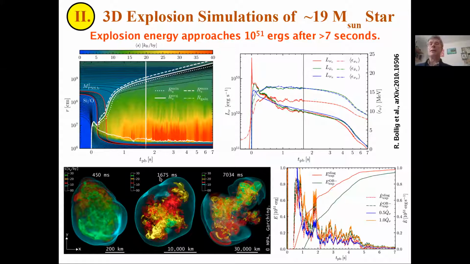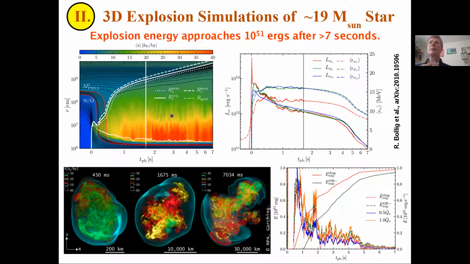In the left lower corner, you see that the explosion develops highly asymmetrically. You see times of 0.5 seconds, 1.7 seconds, and 7 seconds. We followed the explosion into the phase where we finally saw the explosion energy saturating at a level of about 10^44 joule, which is 1 bethe, and it's a healthy, viable explosion energy of a supernova.